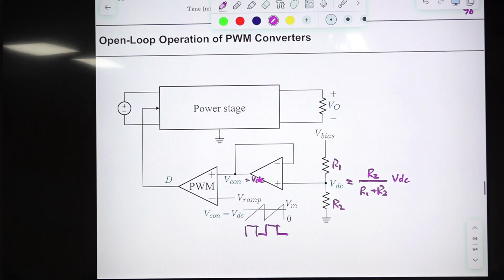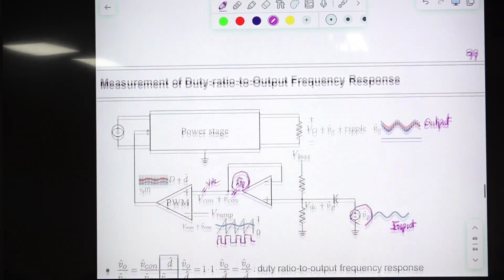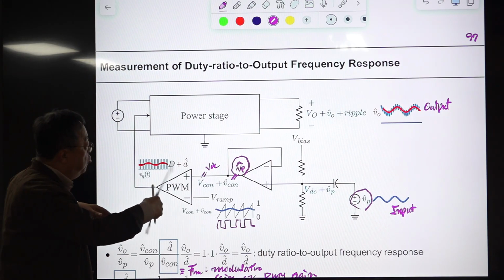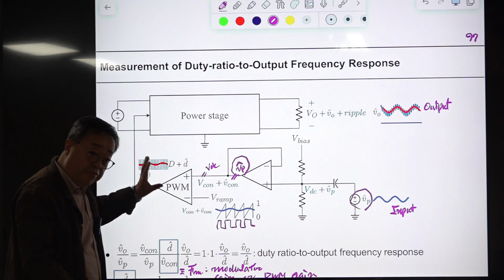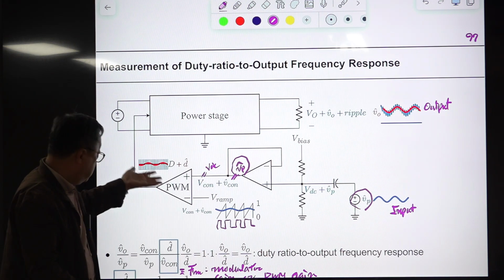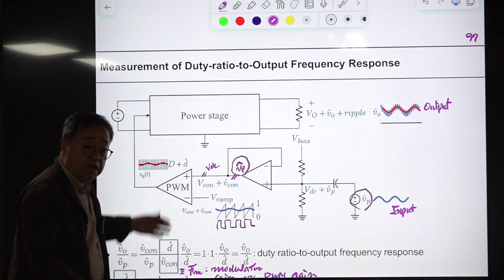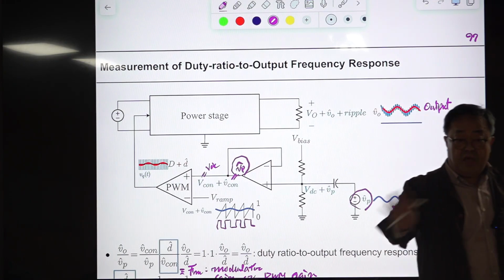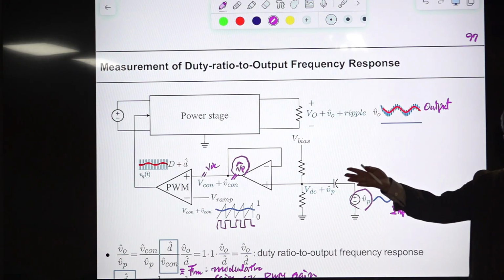Open loop operation with the fixed duty ratio. This is also operating. The converter is normally operating. This one should be measured in the operating condition of the converter. The same is true for measuring the frequency response of this PWM converter. In a linear time invariant system, you can measure everything with the circuit dead.